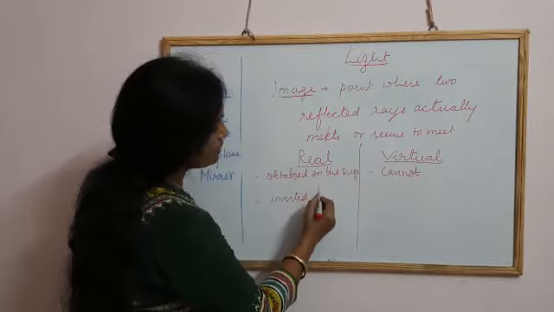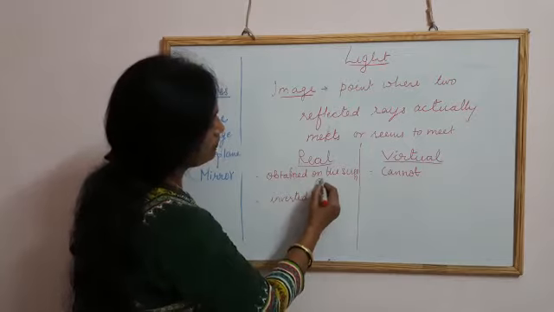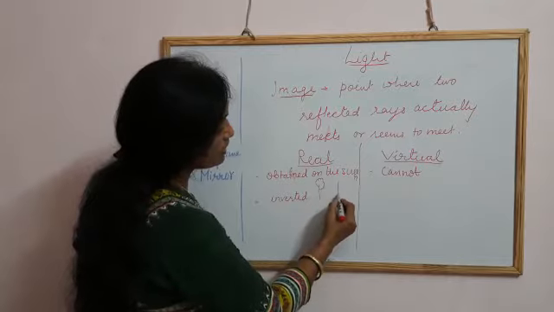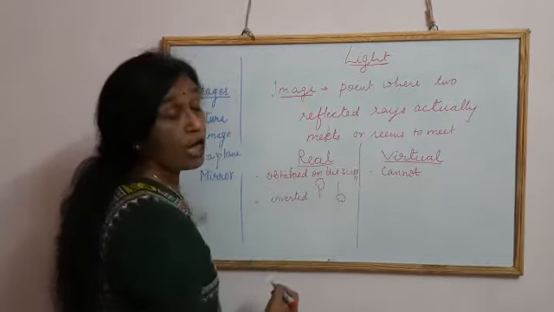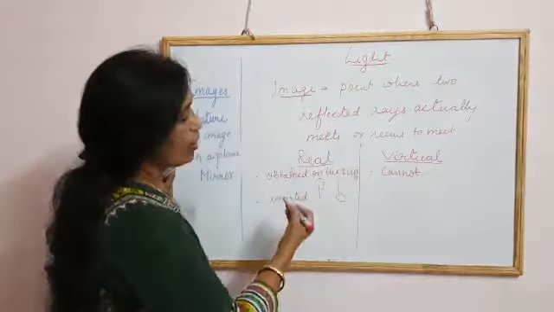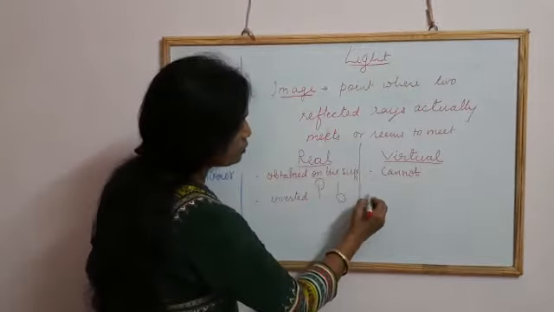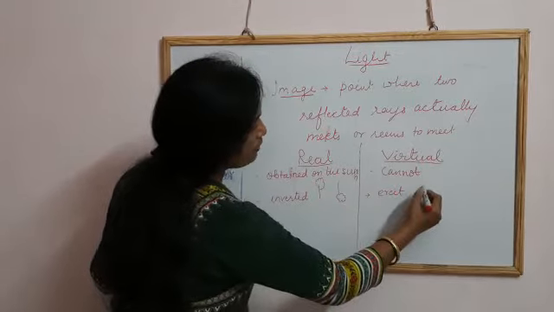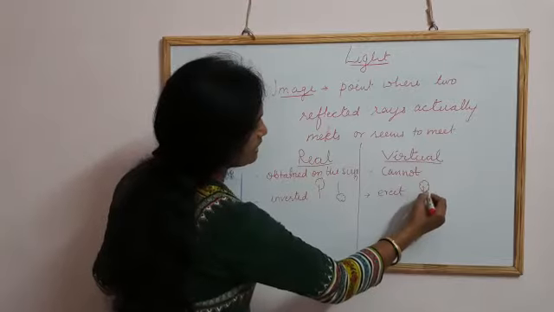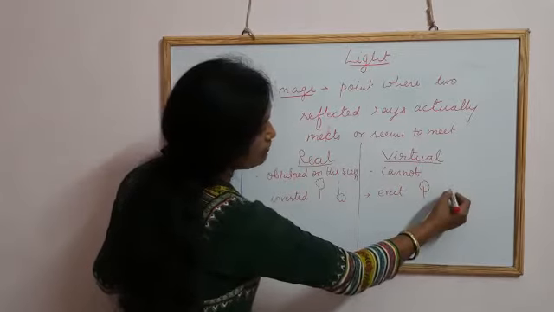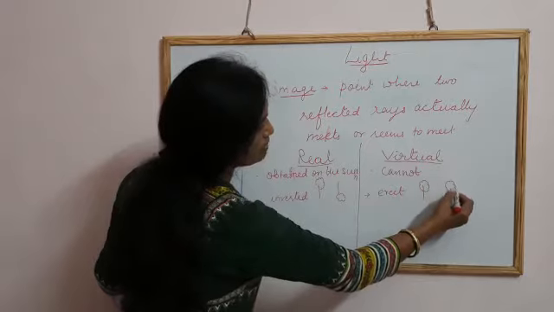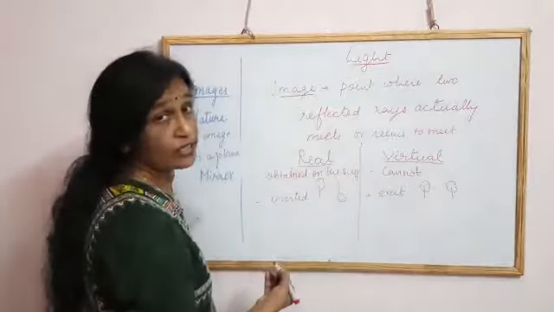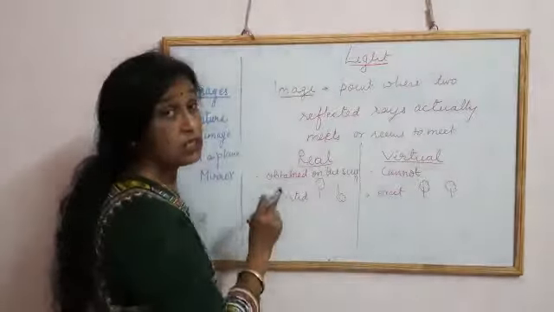For example, if the object is like this, then the image that will form on a screen will be upside down. The top becomes bottom and the bottom becomes top. That is an inverted one, okay? And in case of a virtual image, it is always an erect one. Erect means if the object is like this, the image that we get will also be like this only. Top remains top and bottom remains bottom. Such types of images are erect, and this type of image is inverted.